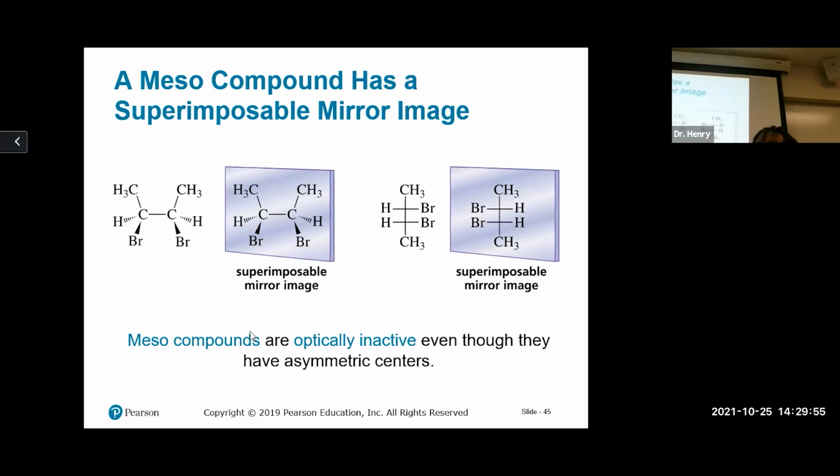The meso compounds, they're optically inactive. So even though they do have an asymmetric center. Okay, what does that mean? You guys remember what optically inactive means?